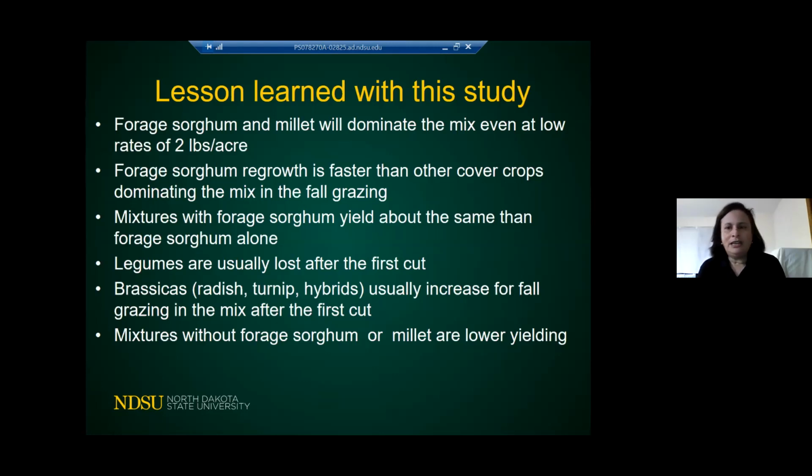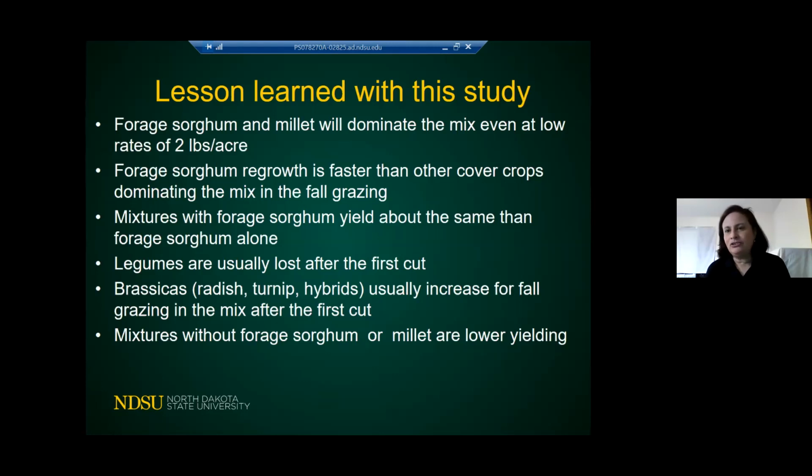Legumes are usually gone after the first cut, so it's an interesting crop to have there to fix nitrogen and increase protein, but that's going to work for the first cut. They're gone after that. Brassicas usually tend to increase for fall grazing. Brassicas are highly digestible, and with the mix of the grasses you have in there, whether it's oats or sorghum or millet, it's going to be a very good grazing mixture. Okay, so those are the things we learned with this.